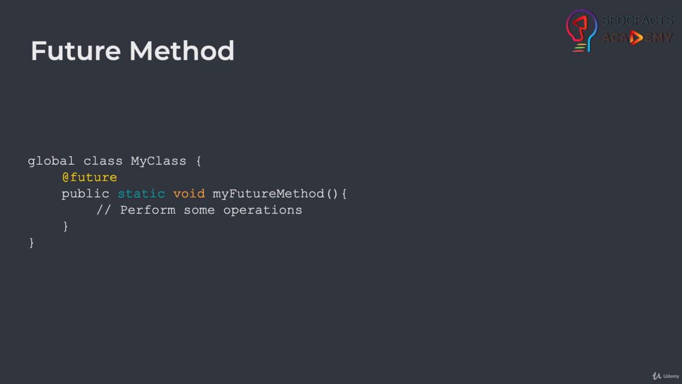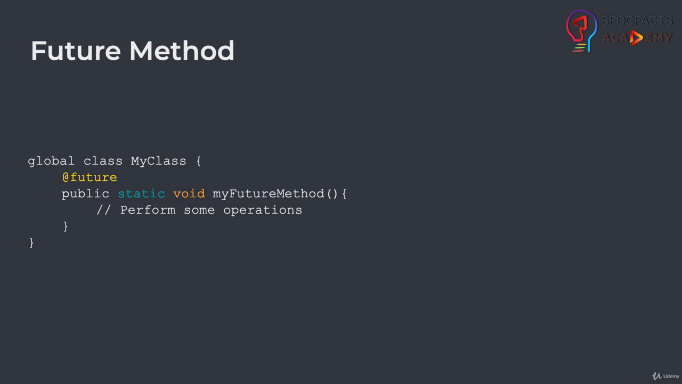Let's talk about feature methods. The feature methods are very simple to declare and define. What you need is the @future annotation. So whenever you want to make a method a feature method, just simply use this @future annotation on top of it. But there are a few things that you need to keep in mind.